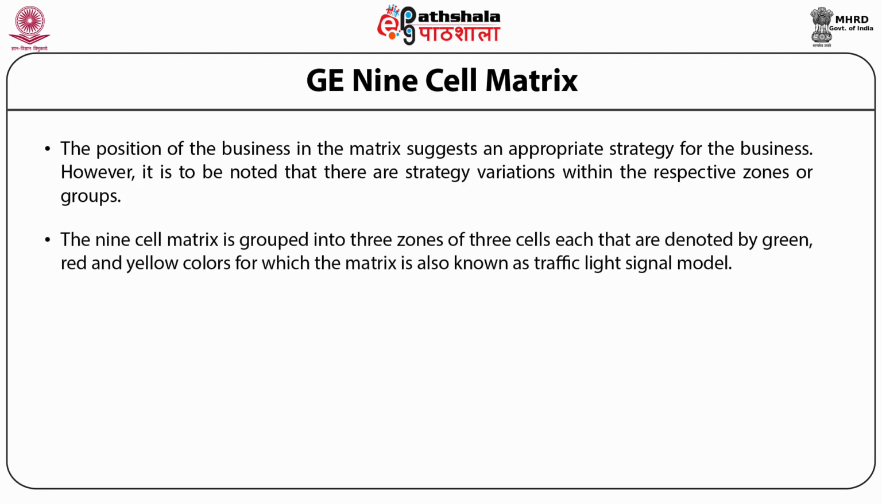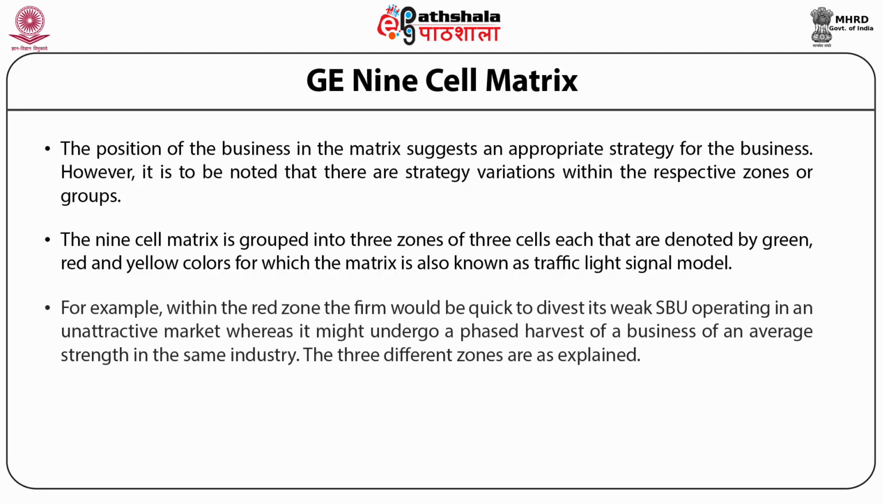The 9-cell matrix is grouped into 3 zones of 3 cells each that are denoted by green, red, and yellow colors, for which the matrix is also known as the traffic light signal model. For example, within the red zone, the firm would be quick to divest its weak SBUs operating in an unattractive market, whereas it might undergo a phased harvest of a business of average strength in the same industry. The 3 different zones are explained as below.